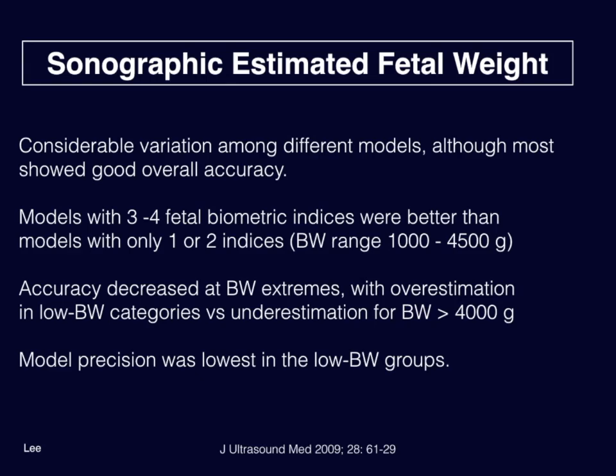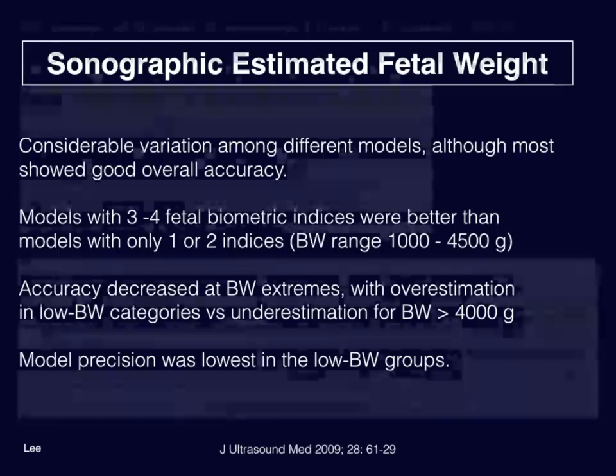Accuracy decreased at birth weight extremes, with overestimation in low birth weight categories and underestimation for a birth weight greater than 4,000 grams. Model precision was lowest in the low birth weight groups.